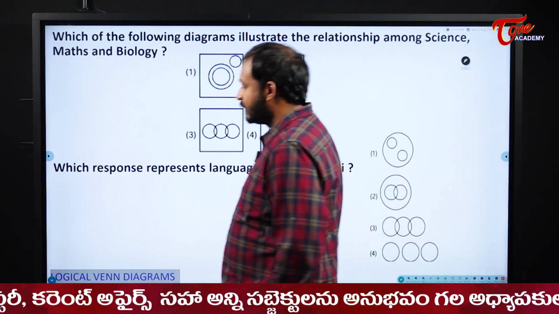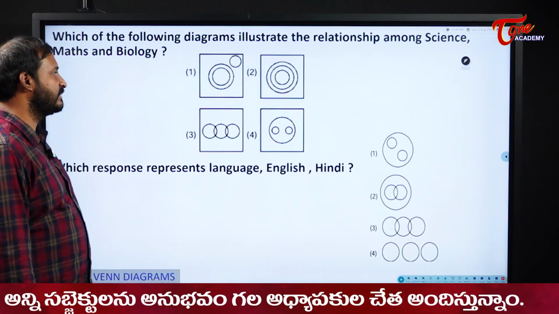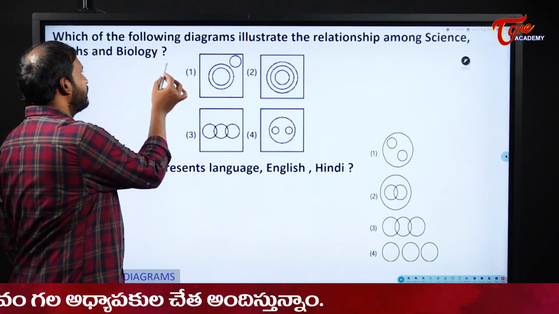Which of the following diagrams illustrates the relationship among science, maths and biology? Science, maths and biology. Tell me which one gives us the best one?